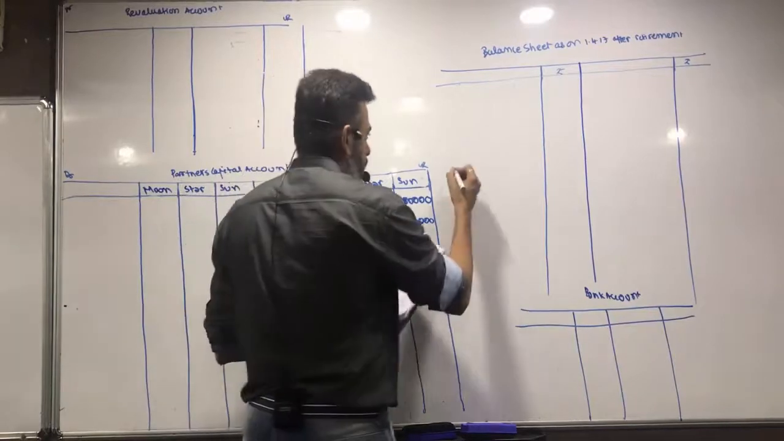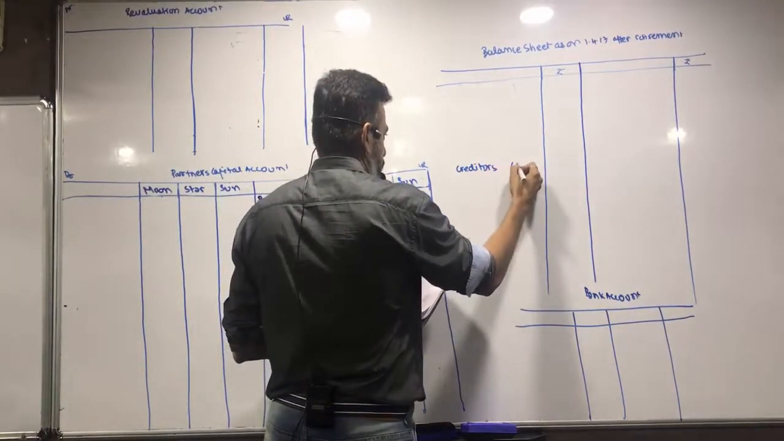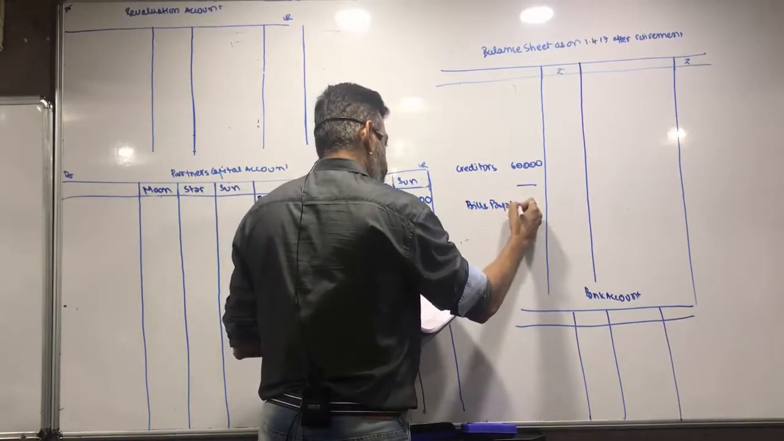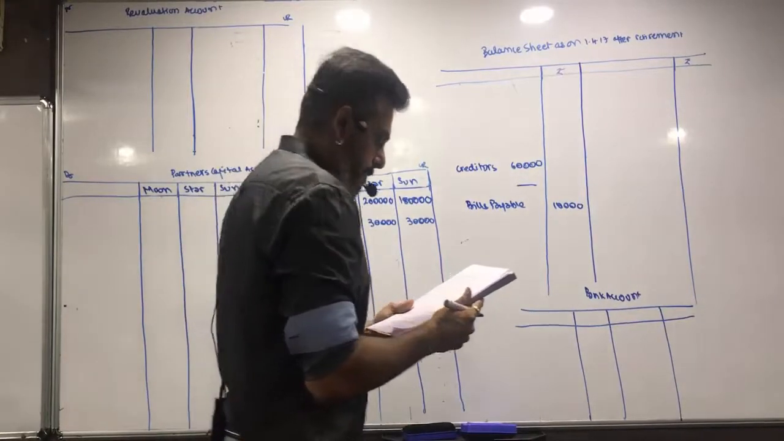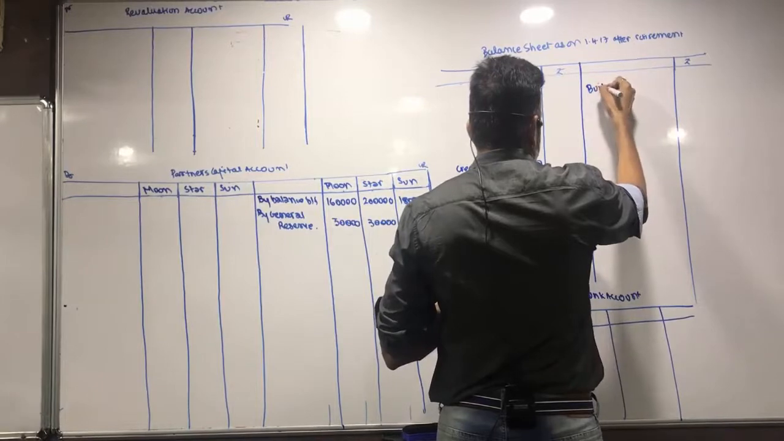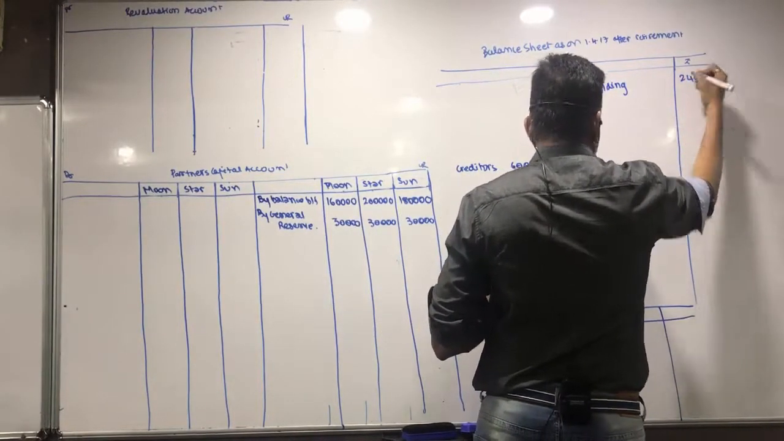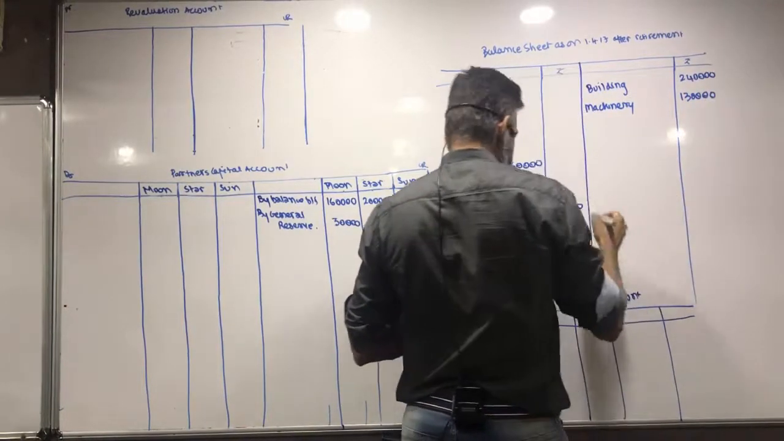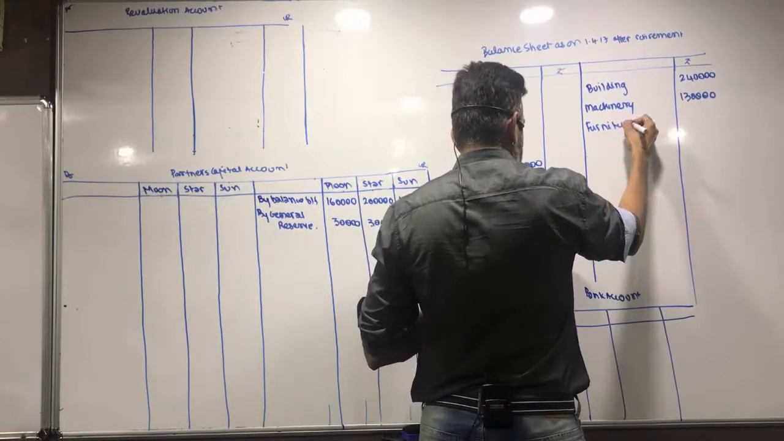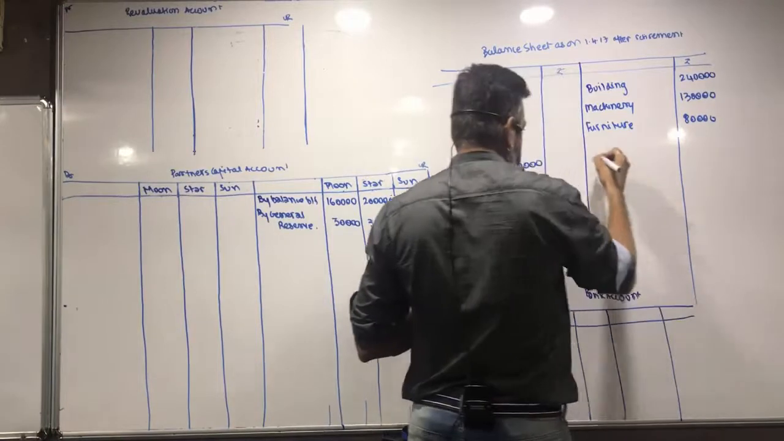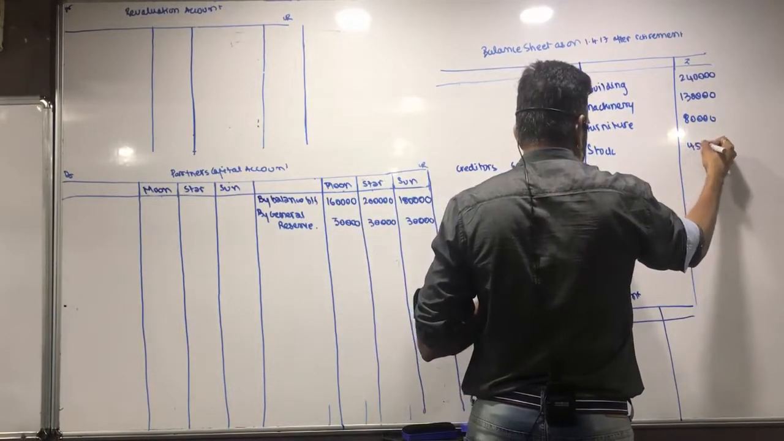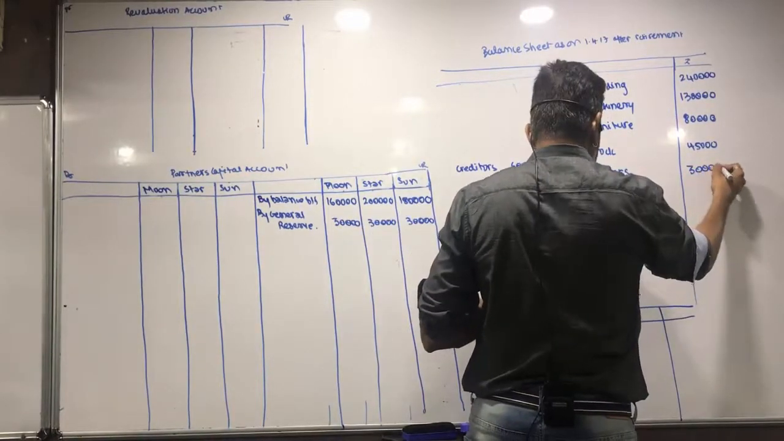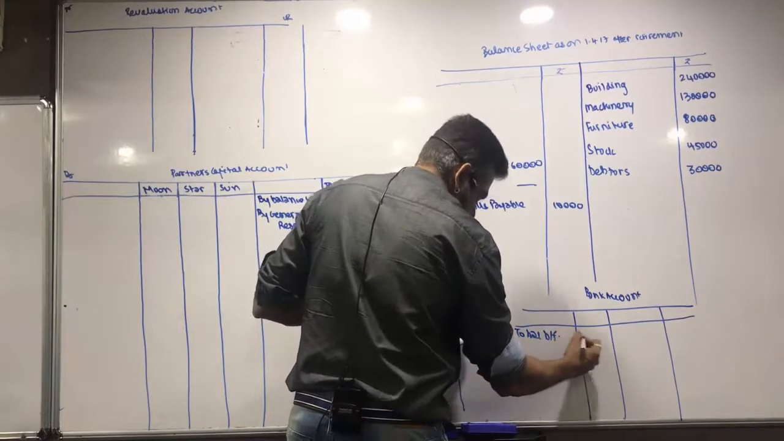Creditors, 60,000. Bills payable, 10,000. Building, 2,40,000. Machinery, 1,30,000. Furniture, 80,000. Stock, 45,000. Debtors, 40,000. Bank, balance brought forward, 1,75,000.